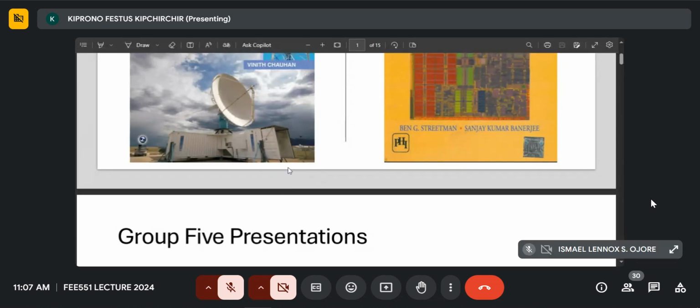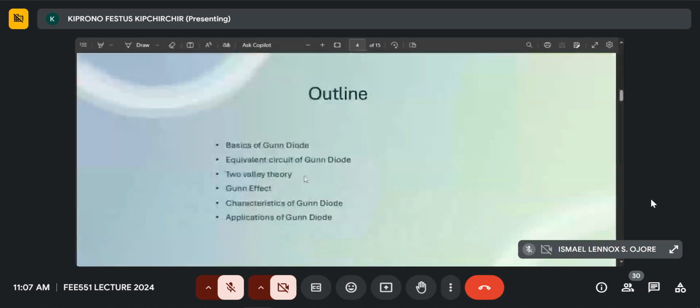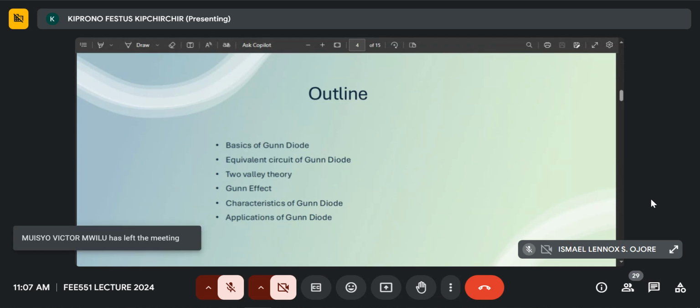I'll be presenting the GaN diode. This is the outline that I followed. We'll be talking about the basics of the GaN diode. From the basics, we'll derive the equivalent circuit, then the two-valley theory, because the two-valley theory and the GaN effect are the key content behind the GaN diode.